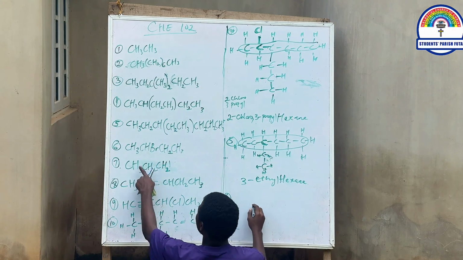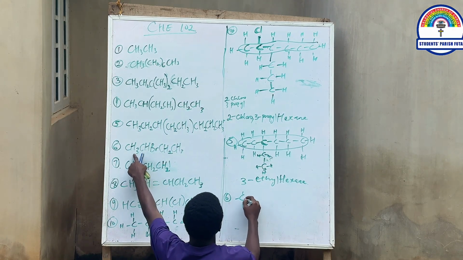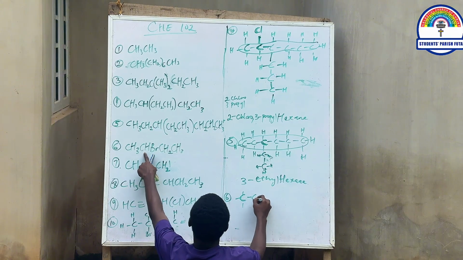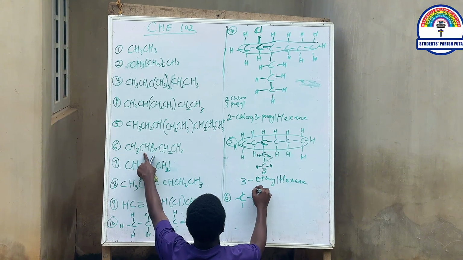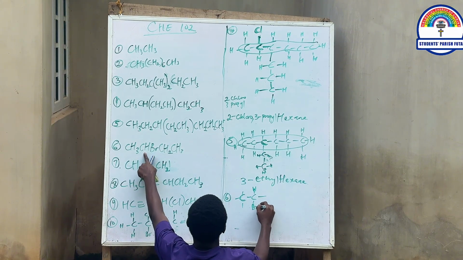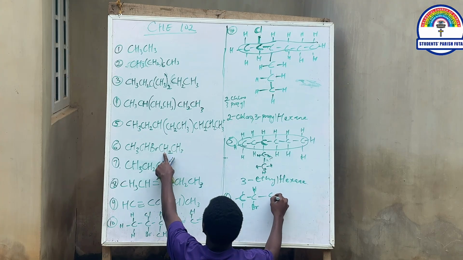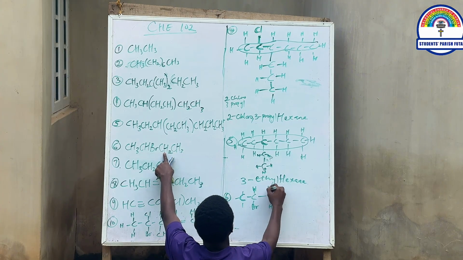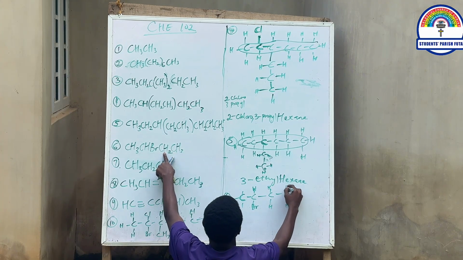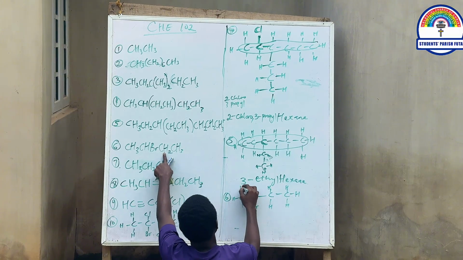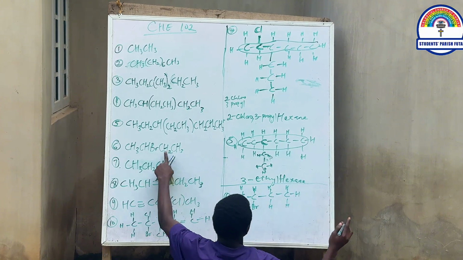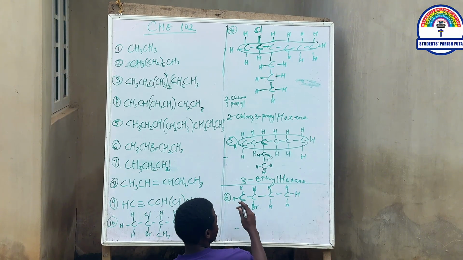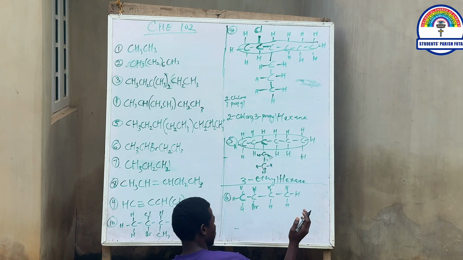So the 6th one, you have CH3. C, the 2 bonds, one contains H, another contains Br. CH2, that is HH, then CH3. So this is simple. So pause the video and name it. Then the name, you're back.